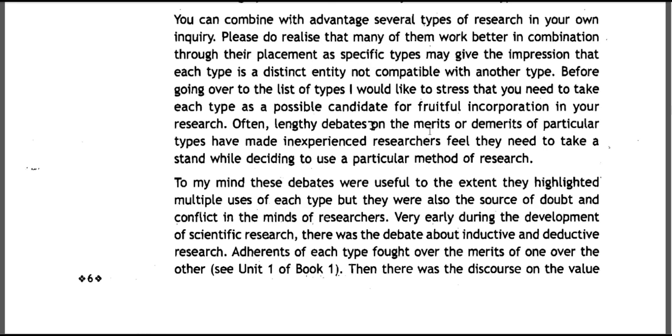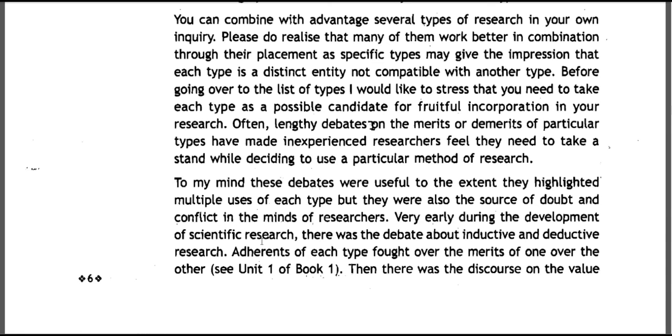Often, lengthy debates on the merits and demerits of particular types have made inexperienced researchers feel they need to take a stand while deciding to use a particular method of research. To my mind, these debates were useful to the extent they highlight the multiple uses of each type, but they were also the source of doubt and conflict in the minds of researchers.